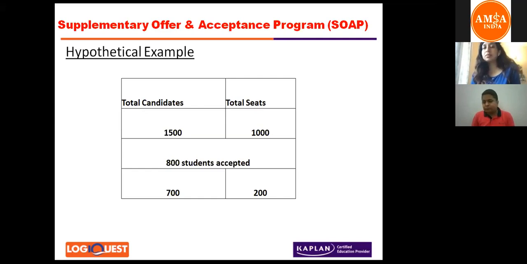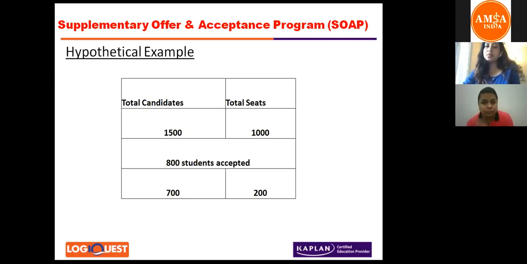So let's assume there are 200 seats which are still vacant because the program director did not find the right candidate, and there are still 700 students, like candidate number 2 and candidate number 5, who could not secure a spot. So only for these 700 candidates against these 200 seats, they will again do the match process.